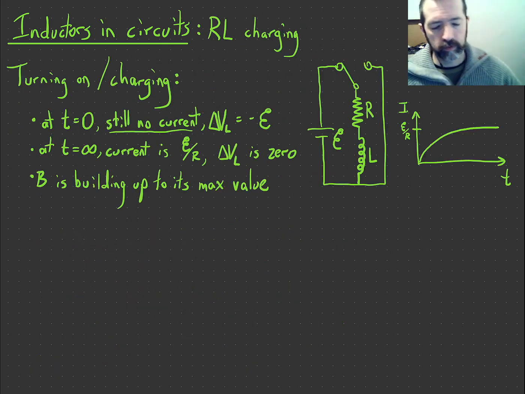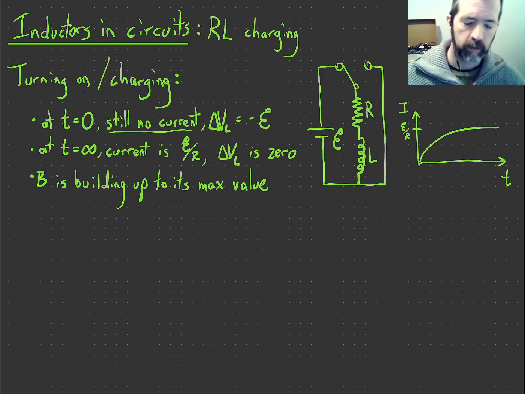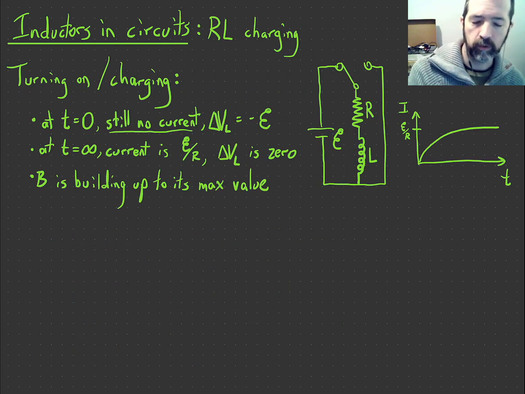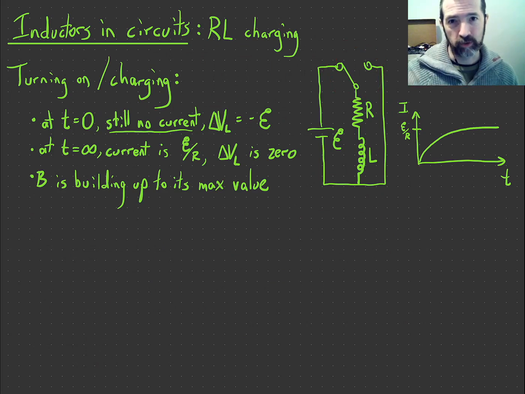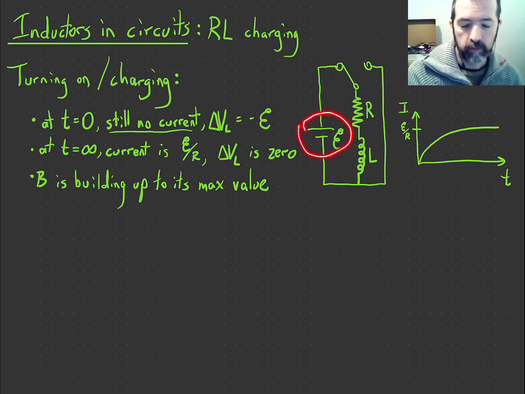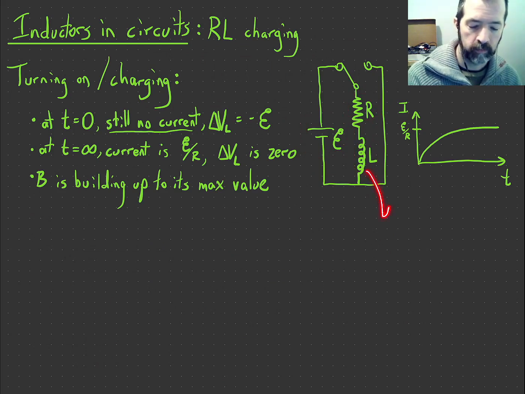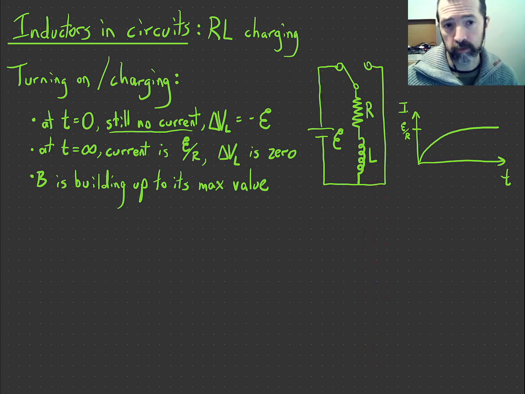So let's look at a specific layout. I have a circuit here that includes a switch so that I can flip it back and forth to both charge and discharge the system. My circuit has a battery with an EMF E, it has a resistor R, and it has an inductor L. Notice that the symbol for the inductor in the diagram is this curly shape, and that's just to make you think of a solenoid, basically. So you can tell it's a coil.